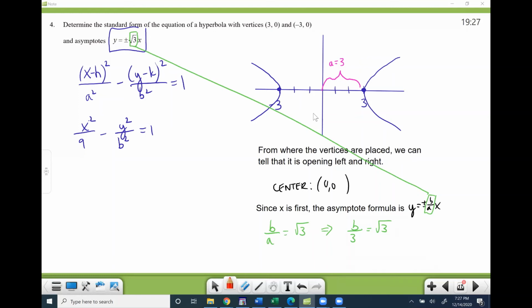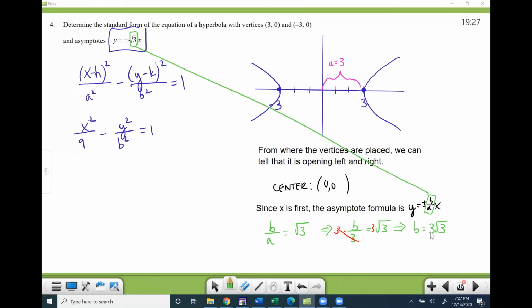What do you mean? B thirds over the square root of 3? How do I get b? Well, you're going to multiply by 3. Good job. Okay, so now we know what b is. B is 3 root 3.